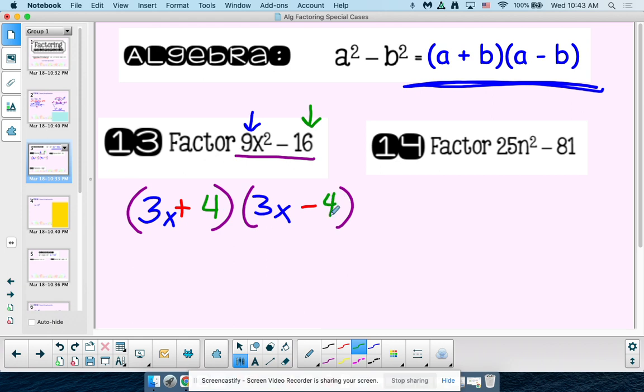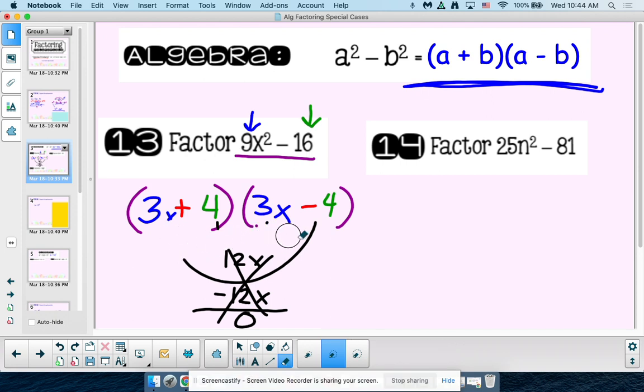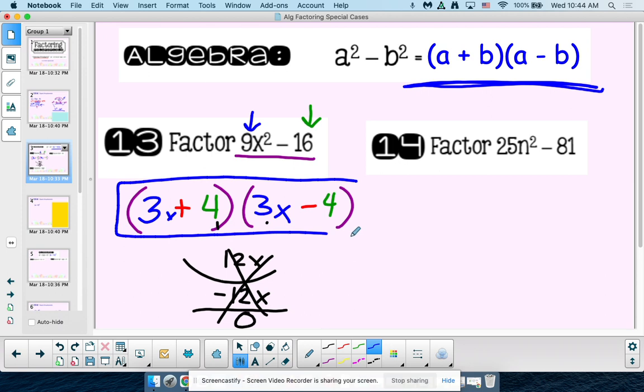Now always double check, you guys. I know it seems like a lot of work and we kind of get lazy sometimes, but you want to check. 4 times 3x would be 12x. 3x times -4 is -12x. If we combine those, you see how they cancel out and we get 0. So we indeed found that the factored form is right here. That's it.